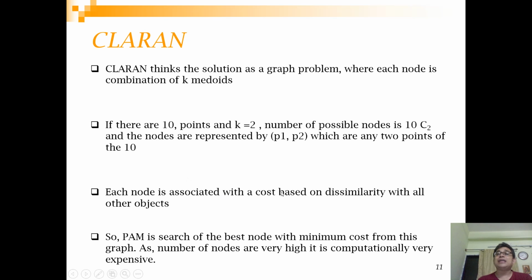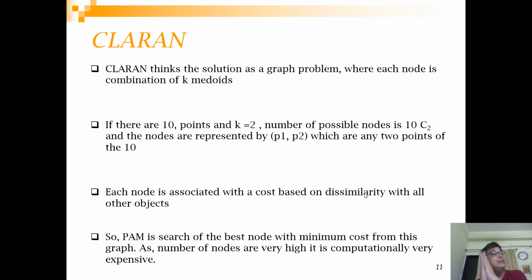Now each node is associated with a cost based on the dissimilarity with all other objects. This is what we have already seen, which is calculated by this TD score, or total deviation score. Now, you can think of PAM as a graph search. Essentially, it starts from any of your nodes and then moves to a node where the cost is going down. You want to search the entire graph and go to the node which has the least cost.